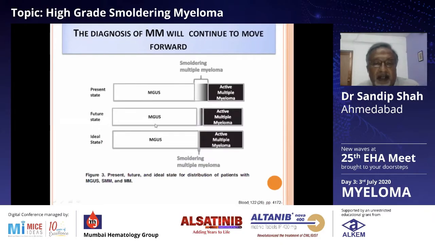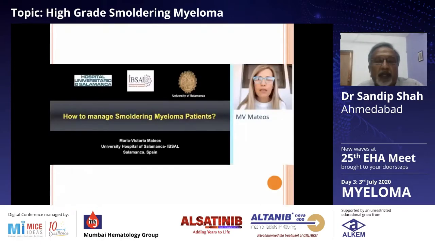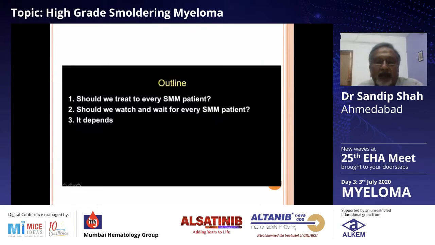So in future, this will be the scenario that most of the patients who are high risk will be treated like multiple myeloma. Those who are very low risk will be treated like MGUS, and a very small proportion of smoldering multiple myeloma patients will remain. So coming to the treatment part of smoldering myeloma, that lecture was by Dr.